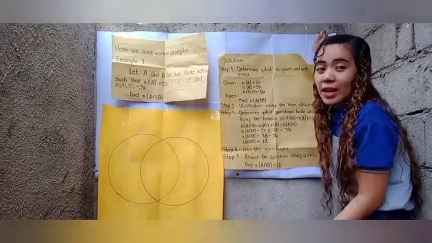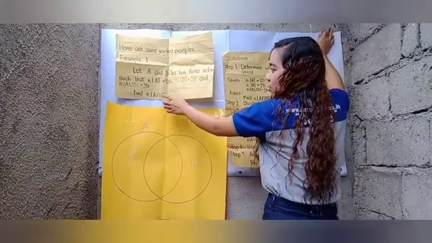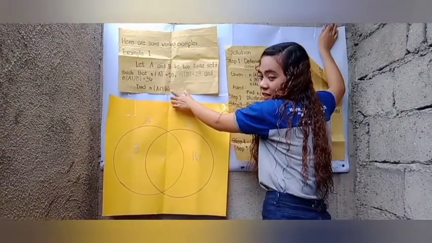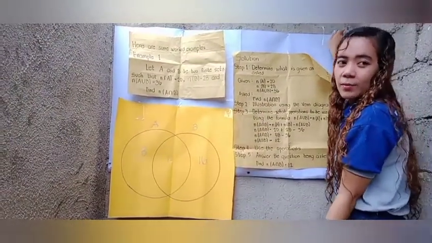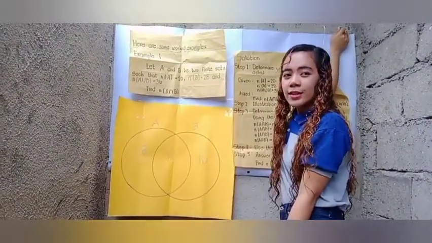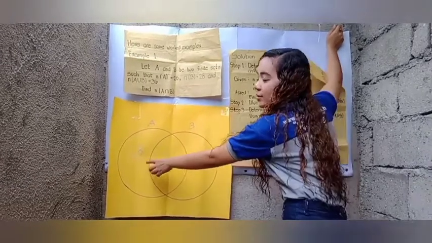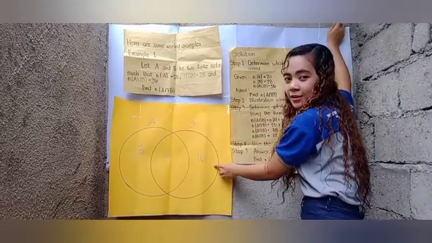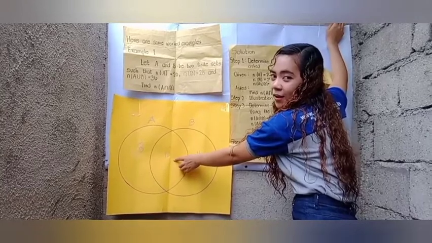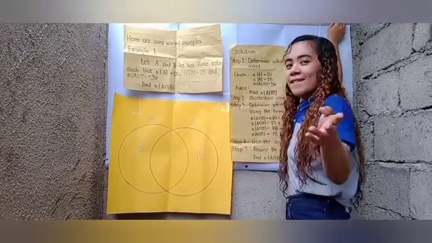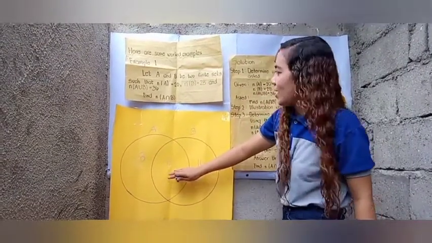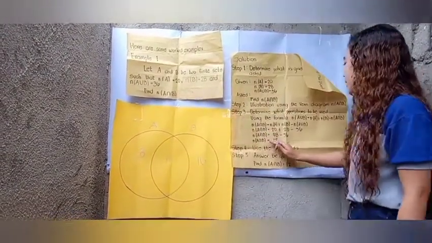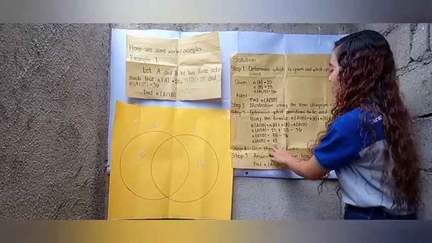Pero hindi yan yung hinahanap dito. Ang hinahanap dito is ito, intersection. So, asan ang intersection dyan? Sino makapagtuturo kay teacher? Ito ba? Ito ba? Ito ba? Asaan? Very good. Ito po, teacher, ang 12. So, yung hinahanap natin is ang intersection which is equal to 12.